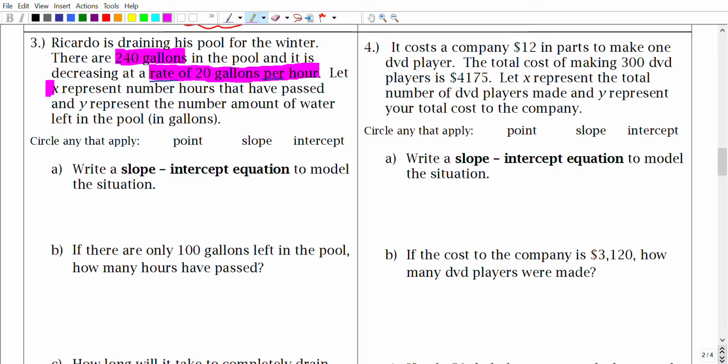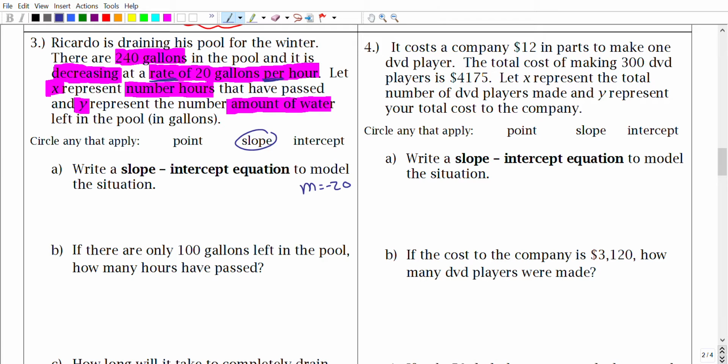Let X represent the number of hours that have passed, and Y represents the amount of water left in the pool. And remember, we are draining the pool, so you are decreasing at a certain rate. So keep that in mind when we write our slope. We have those keywords there that help us represent our slope. So we know we definitely have a slope, and that slope is 20. And don't forget, we're draining it, so it's a negative 20.